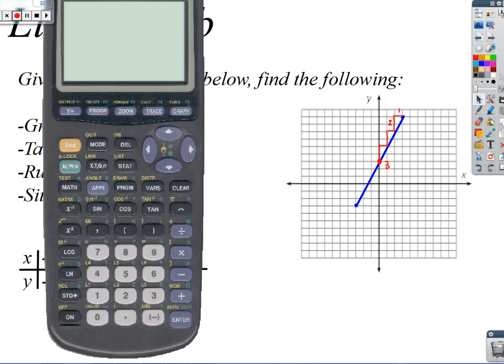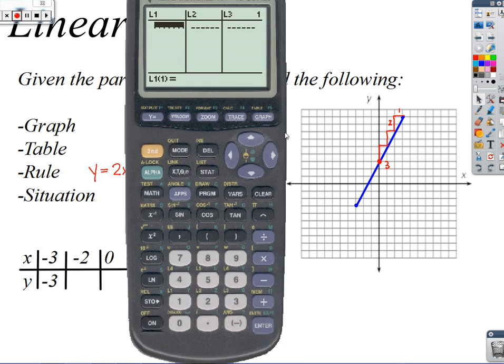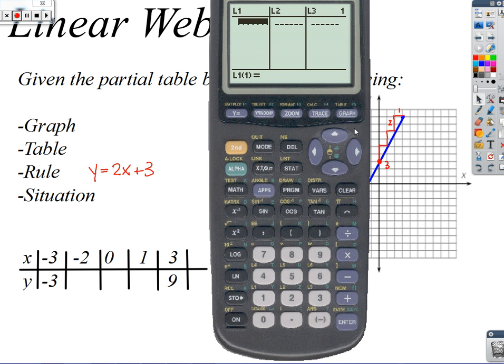I can go into the calculator, and if I go to Stat, Edit, if there's numbers in my list, clear them out by highlighting the list name and hitting Clear. Type my x values into L1. My x values here are -3 and 3. Type my y values into L2, which are -3 and 9. Just make sure they correspond.